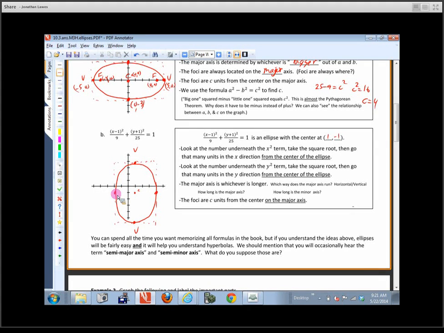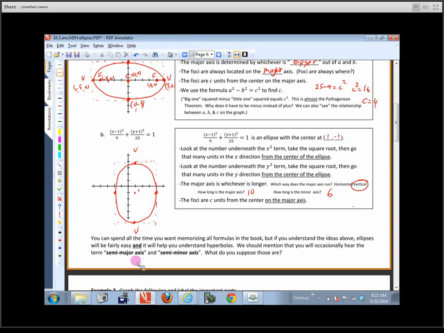Okay, and again, the major axis is whichever one is longer. So the major axis runs up and down, so how long is it on this particular one? We went up 5 and down 5, so it would be 2 times 5, so that's going to be 10. And how long is the minor axis? It's going to be 6 units long, okay? And the major axis in this particular one runs vertically, up and down. That would be our longer axis, and our minor axis runs the other direction, okay?